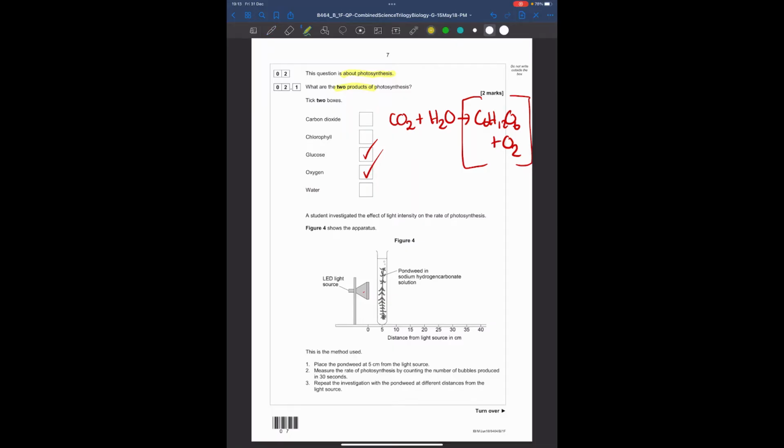A student investigated the effect of light intensity on the rate of photosynthesis, and they had this equipment. They've got the LED light source and they've got pondweed in sodium hydrogen carbonate solution. This is the method that they used. They placed the pondweed 5 centimeters from the light source. They measured the rate of photosynthesis by counting the amount of bubbles produced in 30 seconds. And they repeated the investigation with the pondweed at different distances from the light source.